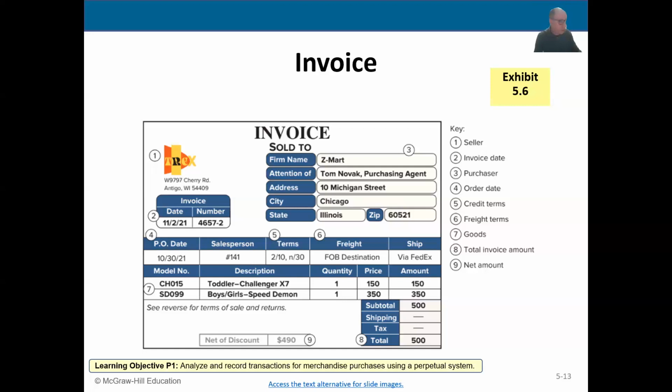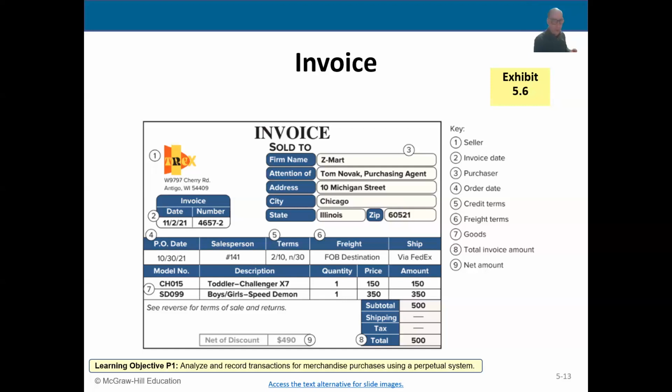Number 6, and this is important as well, the freight terms. Shipping is really important, especially in retail, okay? Because the shipping terms will tell you who's responsible for the inventory while it's in transit. Okay, it's basically the point of when liability transfers between the seller and the buyer. Who's liable for those goods while it's in transit?